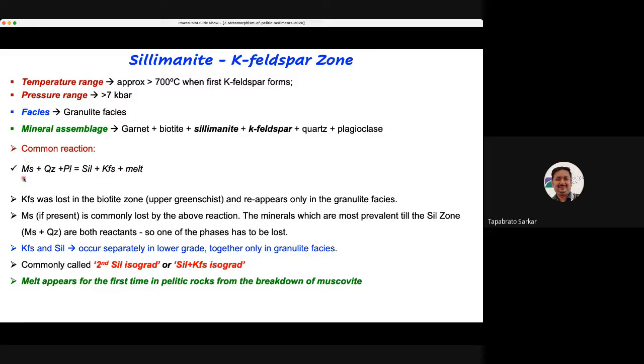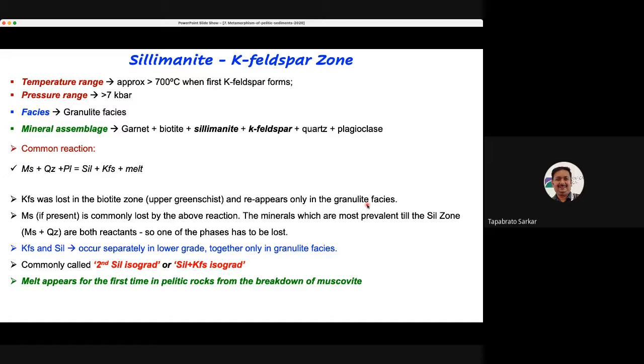Muscovite is a hydrous mineral. Its stability is breached, and the muscovite changes to K feldspar, and a melt is produced. So this is the first time in the granulite facies, around 700 degrees or more, around 750 degrees centigrade, that the muscovite starts breaking down and melt formation takes place. Very important: K feldspar was lost in the biotite zone, in the upper greenschist facies, and reappears only in the granulite facies condition.